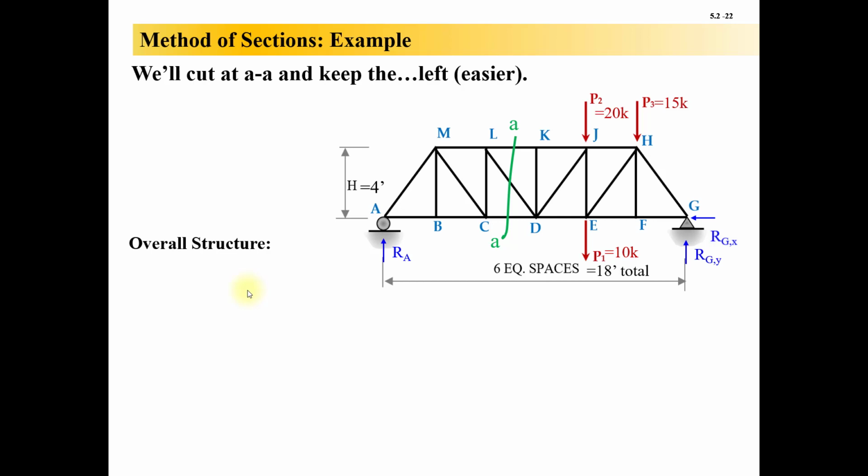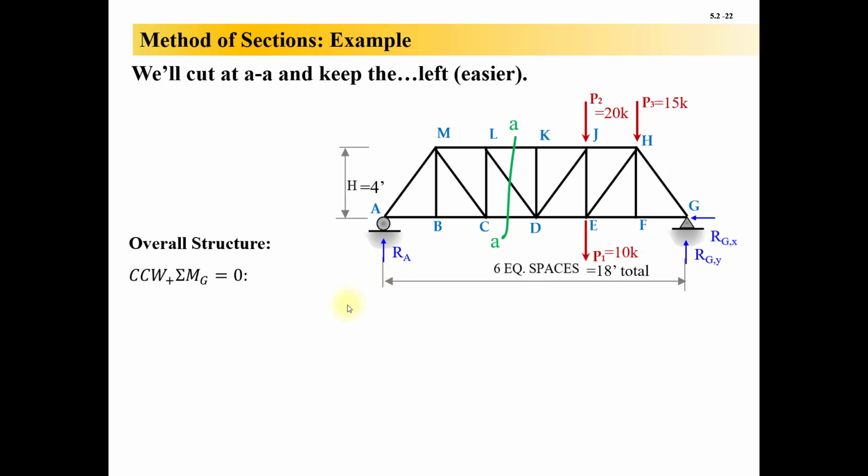So I'm saying overall structure, let's sum moments about G. Why about G and not about A? Well, I want to know RA. If I want to find the reaction at A, the one place I'm definitely not going to sum moments about is A. Okay, so get that out of your head. A lot of students like to sum moments about the point they want to find the value for. You're not going to find any forces that are acting through point A. So if I go over here to G, it's because I don't care about RGX and RGY.